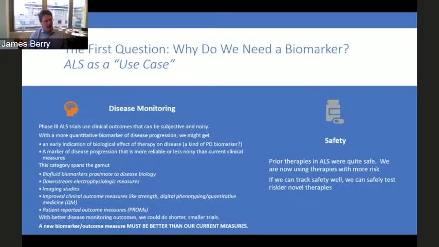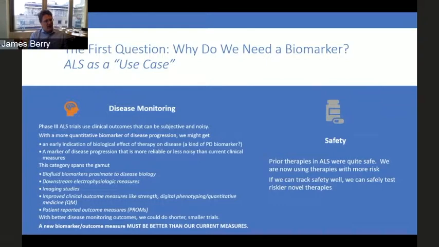With more quantitative biomarkers of disease progression, though, we might get an earlier indication of biological effect of therapy on disease, so really acting as a kind of downstream pharmacodynamic biomarker. A marker of disease progression that's more reliable or just less noisy. It may not be more responsive, but maybe there's less noise than our current clinical measures.